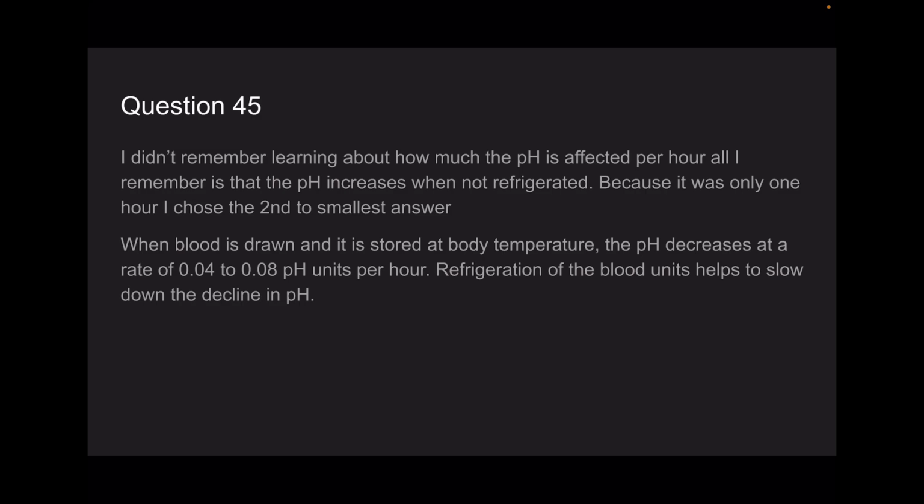So when blood is drawn and it's stored at body temperature, the pH decreases at a rate of 0.04 to 0.08 pH units per hour. Refrigeration allows the decline to slow down, which is why units are stored in the fridge and why they have an expiration date, because this doesn't halt the pH from decreasing, it just slows it down.